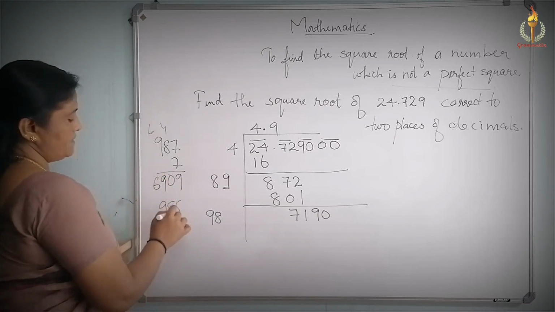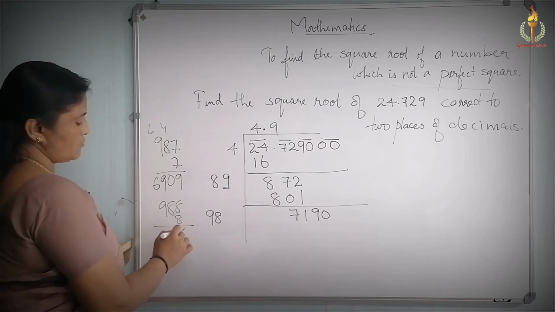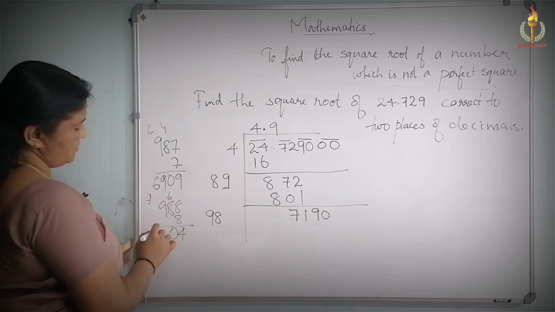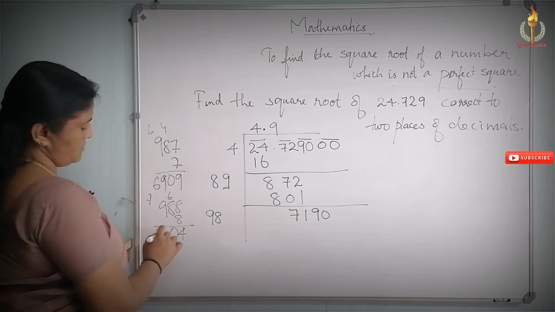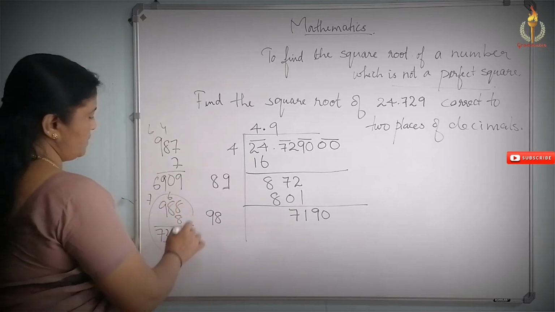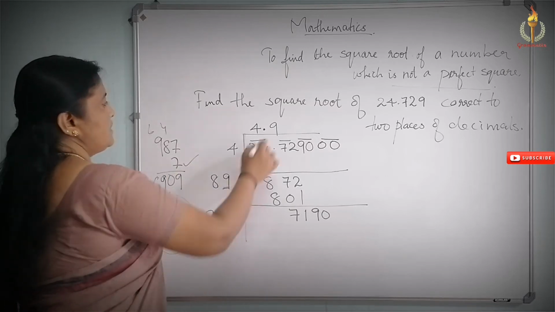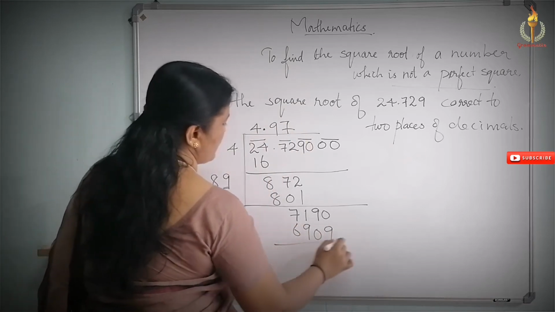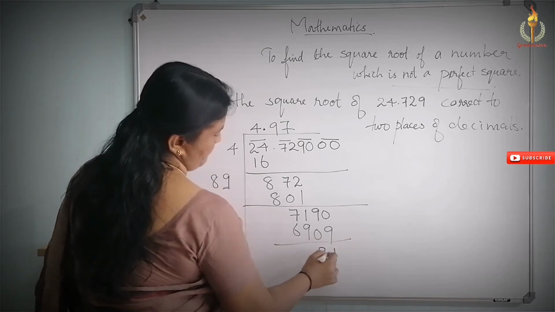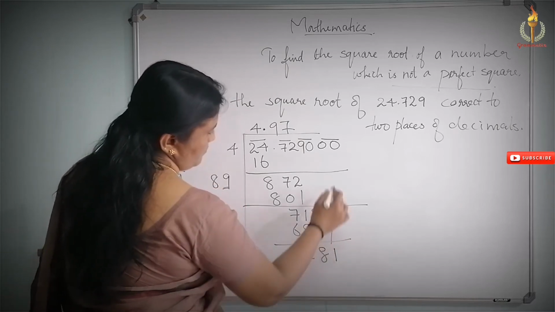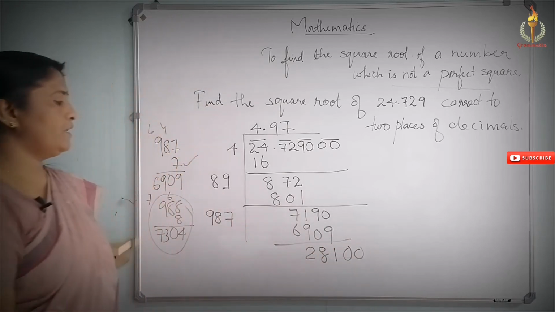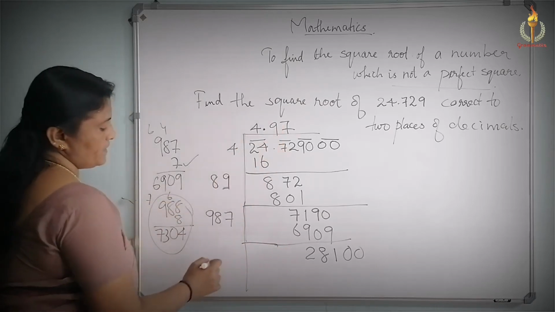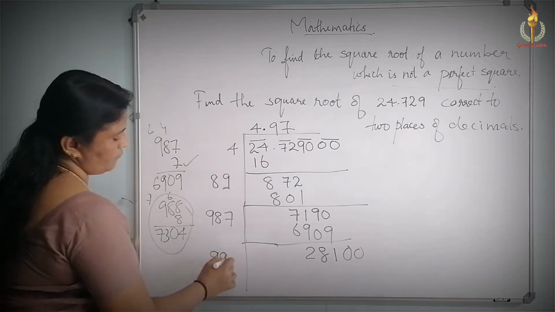So 988 into 8, let me find this also. 8 8s are 64, 4 6, 470, 6 7304. So this is getting bigger, so we'll be using 987 into 7, which will give you 6909. Again subtracting, bringing down the two zeros. So again you have, 987 plus 7, you will be getting 994.